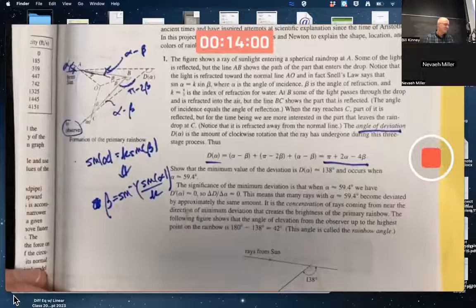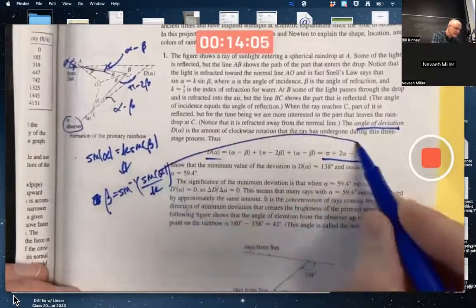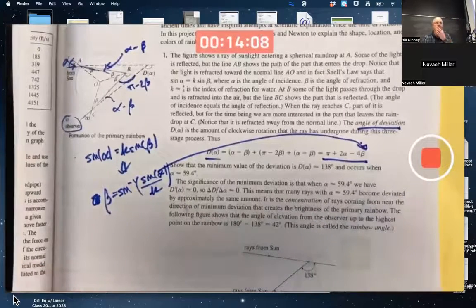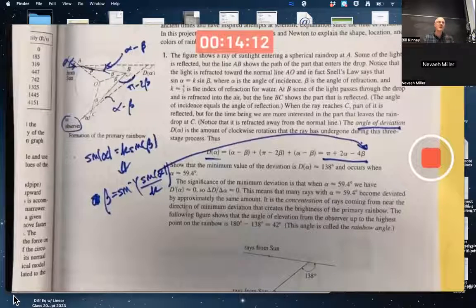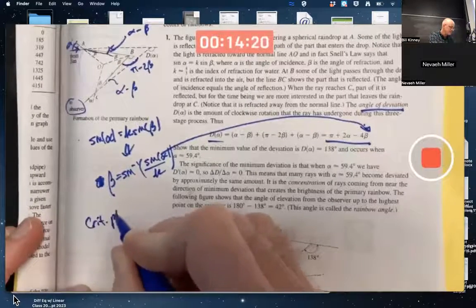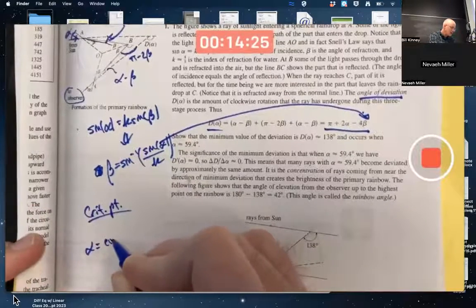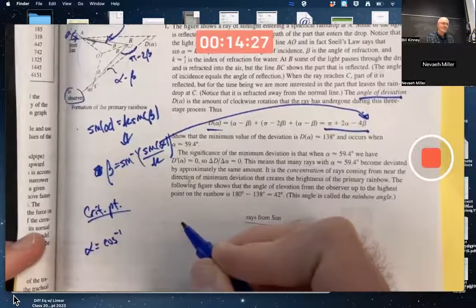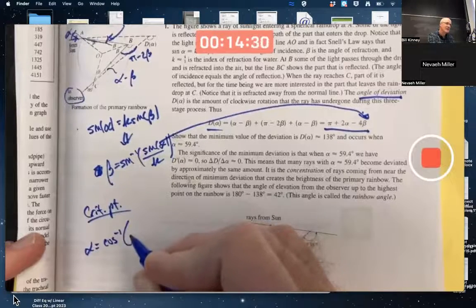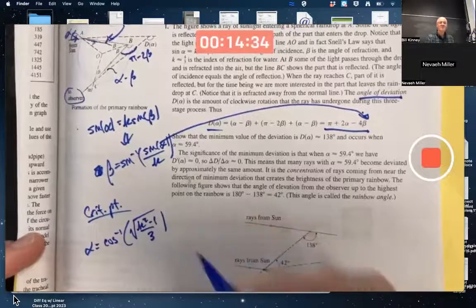We ended up seeing that for the critical point, you plug this in place of beta to get a function purely of alpha, and you differentiate that function of alpha, set the derivative equal to 0 to solve for the critical point. Going off of memory here, we ended up seeing that the critical point was alpha is inverse cosine. I think it turned out to be square root of k squared minus 1 over 3.